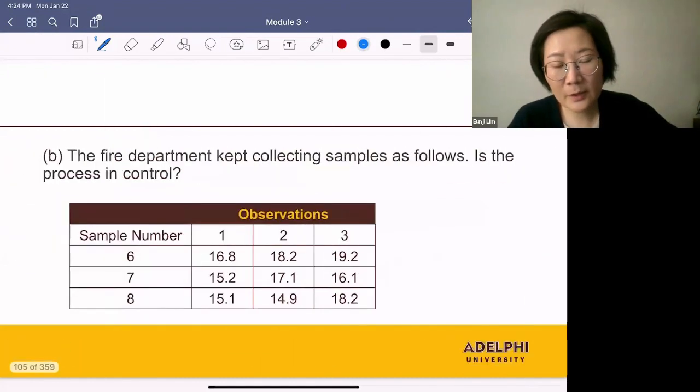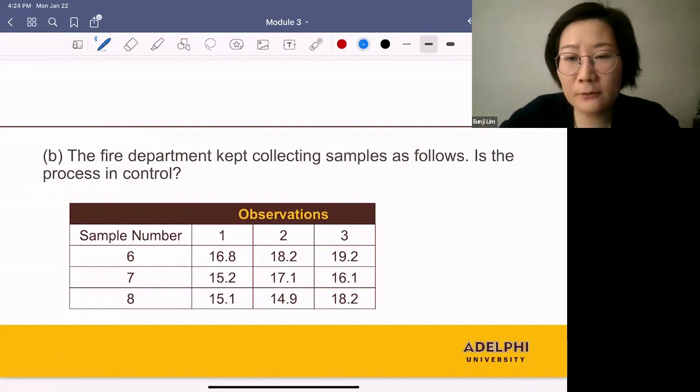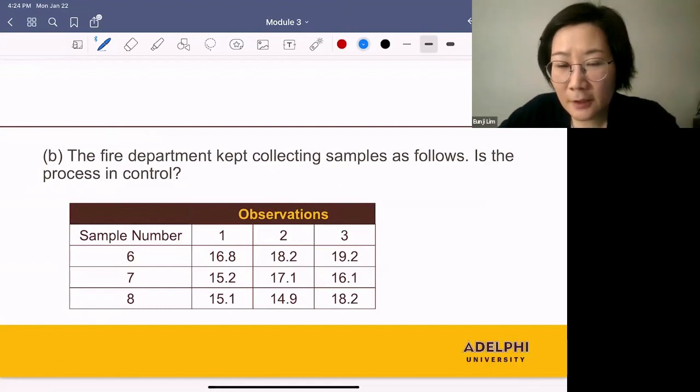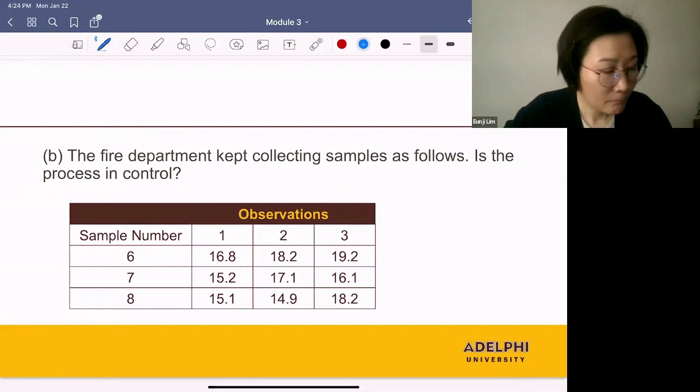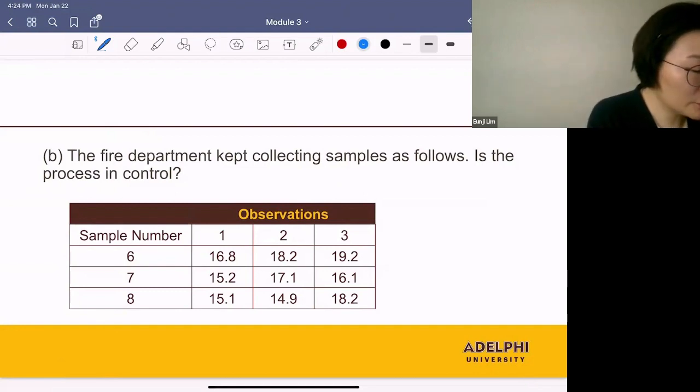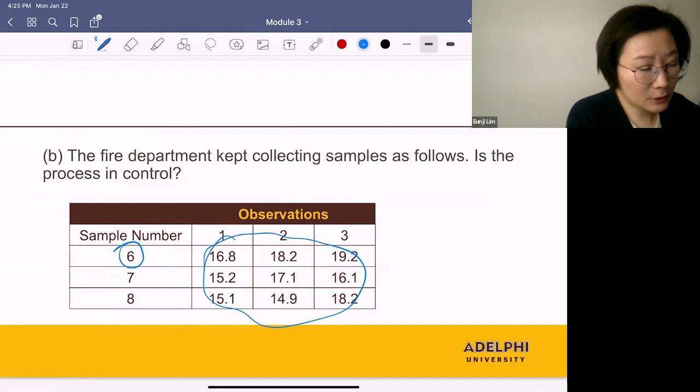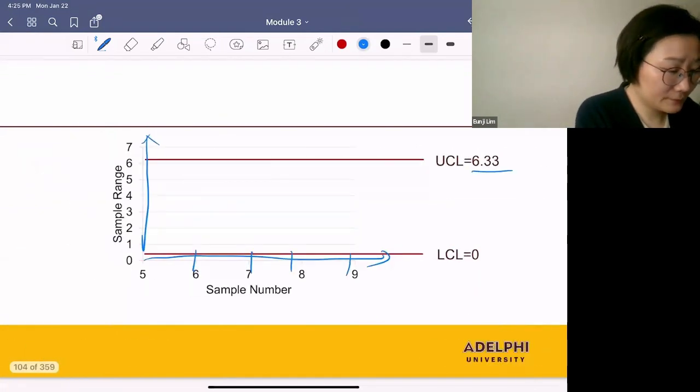Let's go to part B. The fire department kept collecting samples as follows. Is the process in control? We already have the R chart from the previous question. So we want to use the following samples to make a decision. So for sample number 6, what should we plot on the x and the y-axis?